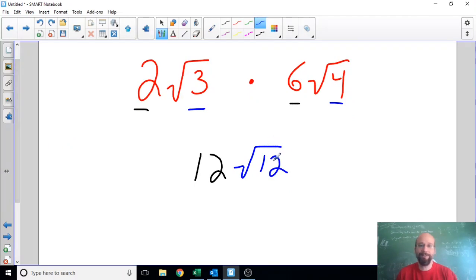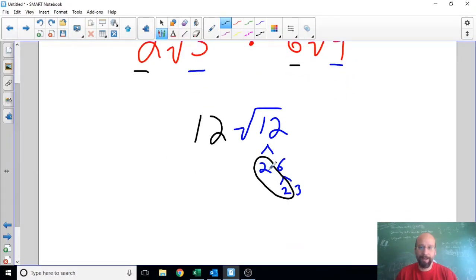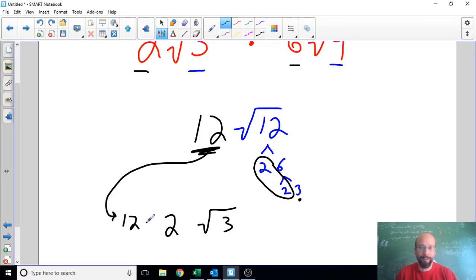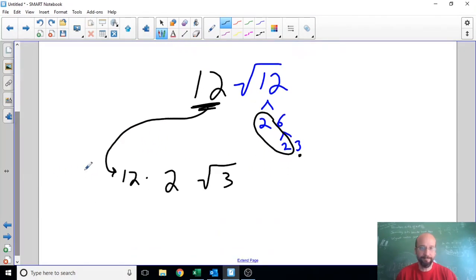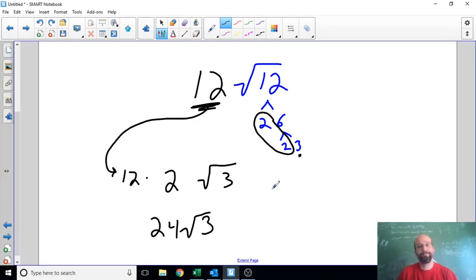And then you have to see if you can simplify it. Can I simplify the square root of 12? Let's break it down. 2 times 6, 2 times 3. It looks like I can because there's a pair of 2's. So I have 1, 2 on the outside. On the inside, I would have this 3 left over. But remember, I had a 12 here, so I got to multiply that. So 12 times 2 is 24, root 3.